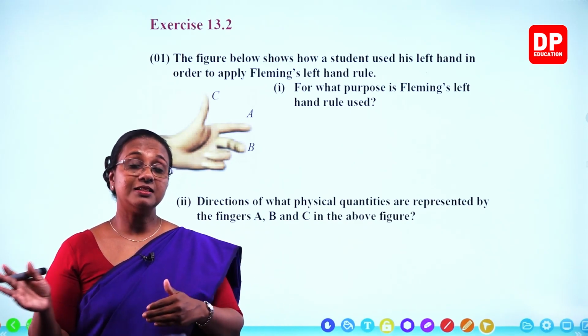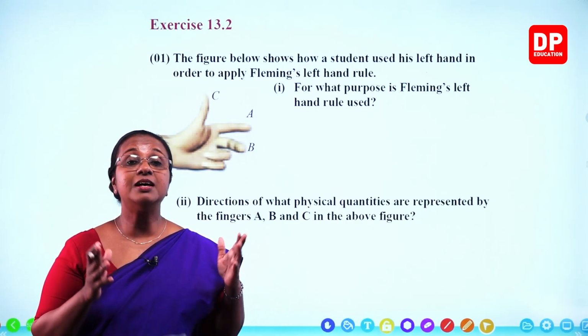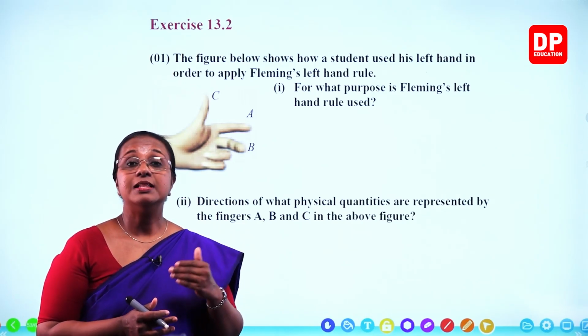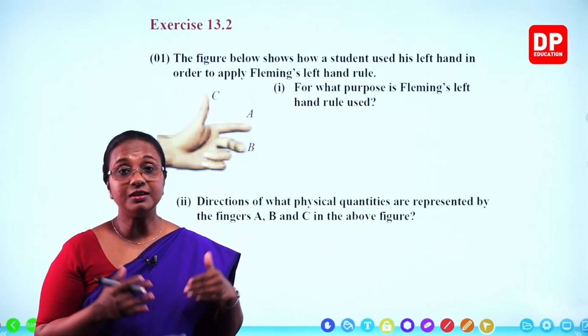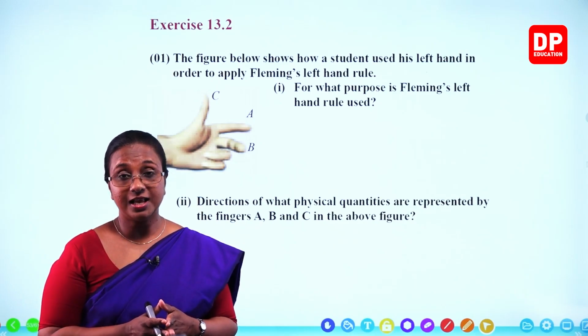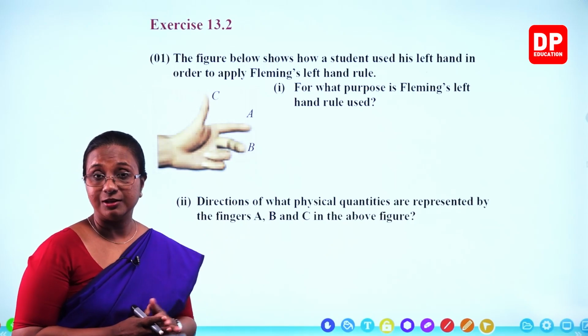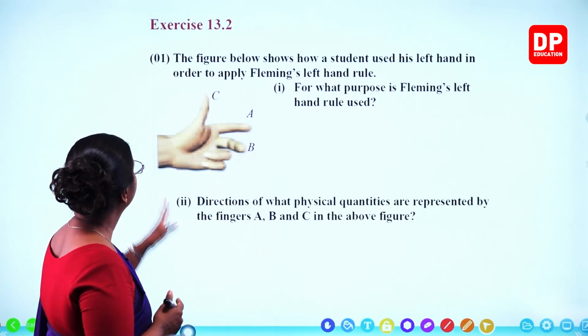Then after that, in the previous chapters, I discussed the loudspeaker and its function, and also the parts of a direct current motor and the function of a direct current motor. So these questions are related to that particular concept.